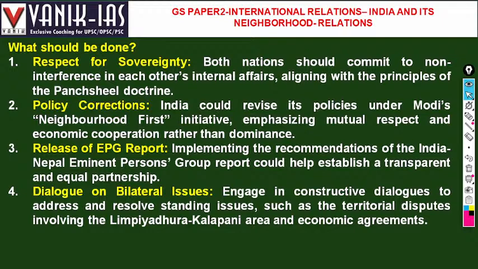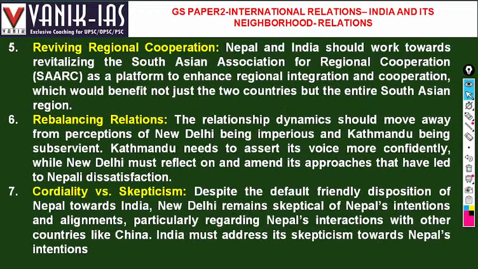Release of the EPG report. Implementation of the recommendations of the India-Nepal Eminent Persons Group report, or EPG report, could help establish a transparent and equal partnership between the two. Dialogue on bilateral issues. Engage in constructive dialogue to address and resolve long-standing issues such as territorial disputes involving the Limpiyadhura-Kalapani area and economic agreements between India and Nepal. Reviving regional cooperation.